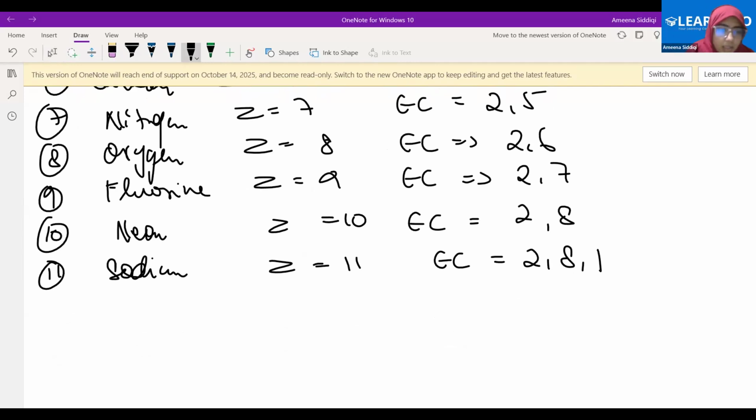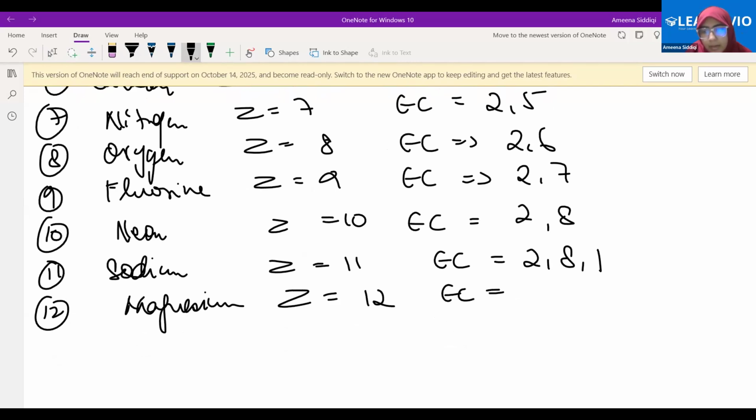Okay. Now, magnesium. Z equal to 12. EC equal to 2, 8, and 2. No worries. Okay. That's it. Next one, aluminium.